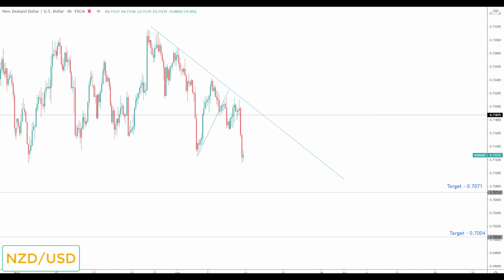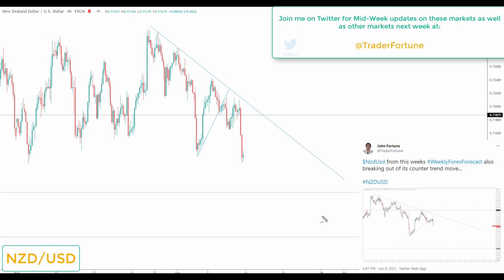The next dollar pair I like is New Zealand dollar. This was a market highlighted in last week's weekly Forex Forecast, and we did start to come down towards the target at the 0.7071, but we haven't yet achieved it. I did post on Twitter an update as New Zealand dollar started to break out last week, and I will be keeping an eye on these markets and other markets for you all during the week on there next week as well.